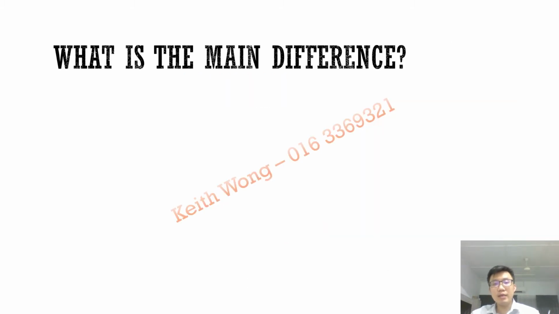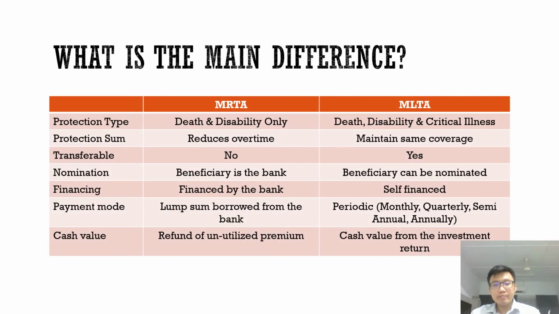So what is the main difference? All right, in these two comparisons, first we look into the protection type, where we have death and disability only for MRTA, and for MLTA you can add on critical illness. We also have the protection sum, which for MRTA reduces over time, whereas MLTA maintains the same coverage.